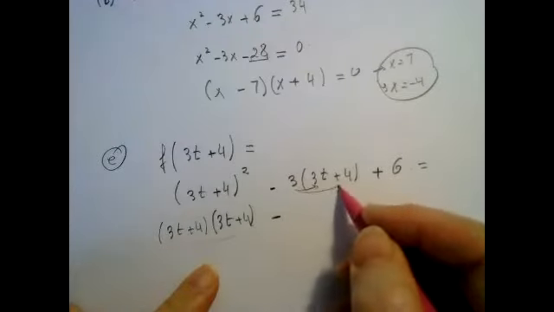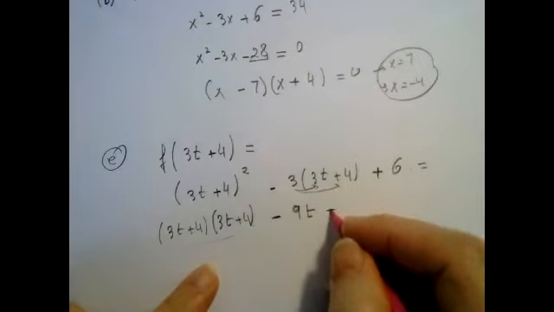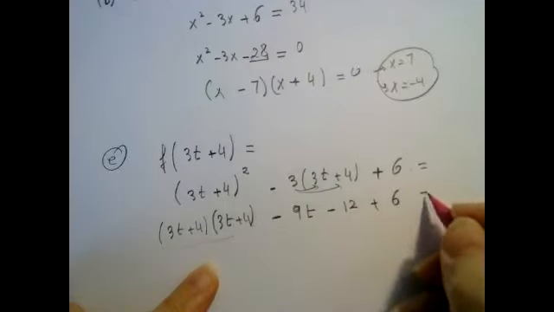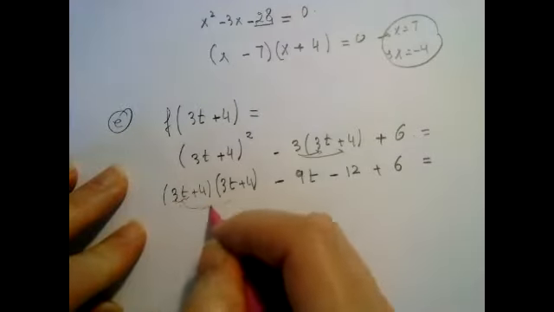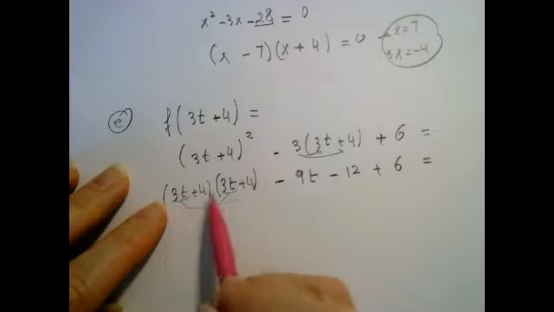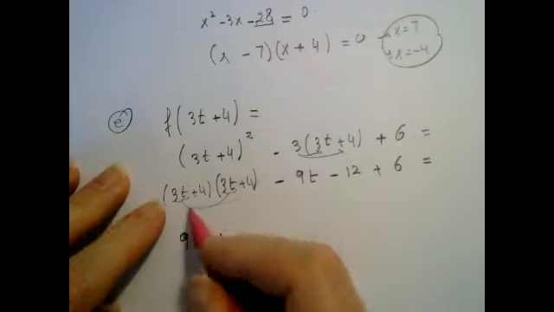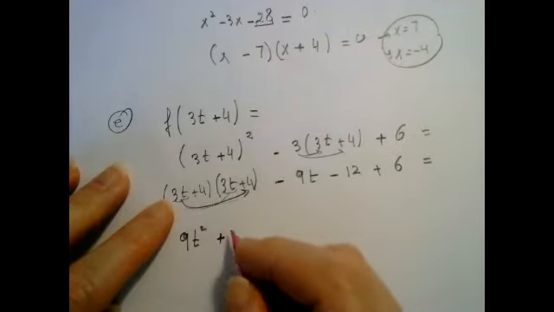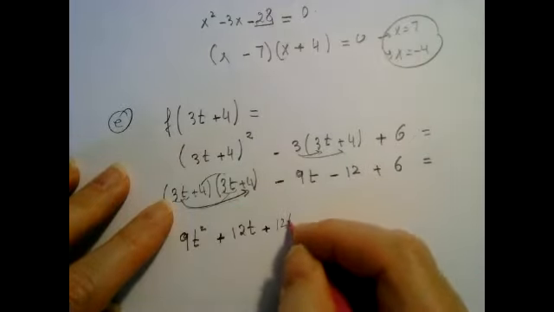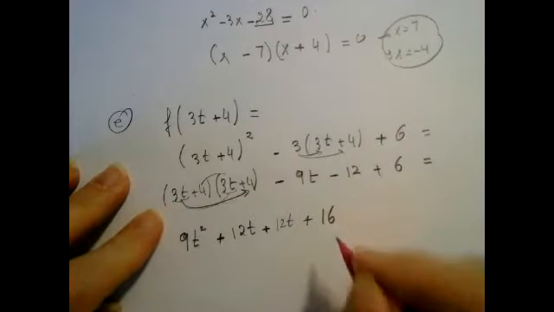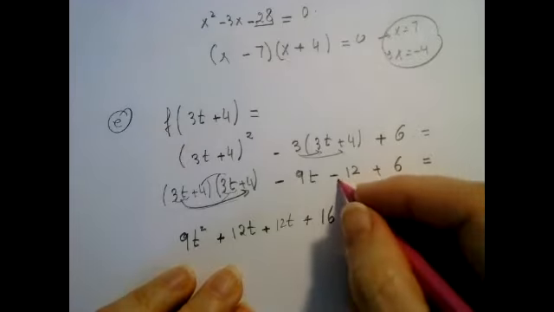Here you have to be careful distributing. 3 times 3t is 9t, minus 12, plus 6. Now the whole thing is ready to distribute here. 3t multiplied by 3t, 3 times 3, is going to give me 9t squared. Plus 3t times 4 gives me 12t. Plus 4 times 3t, 12t. Plus 4 times 4, 16. Minus 9t. Okay, minus 12 plus 6.